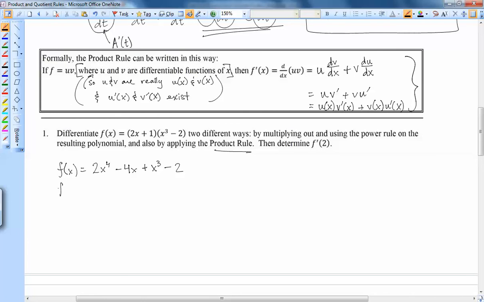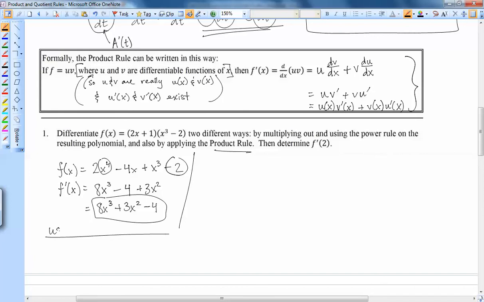And so then if I take f prime of x using the power rule, I'm going to get 8x cubed, because this part turns into 4x cubed, and then times 2. Slope of negative 4x is really just negative 4. X cubed turns into 3x squared when I take the derivative, and the slope of a constant number is always 0. So if I rearrange this so that the powers are in order, 8x cubed plus 3x squared minus 4. There we go. So there's the old way, right? This is using the power rule and foiling, right?